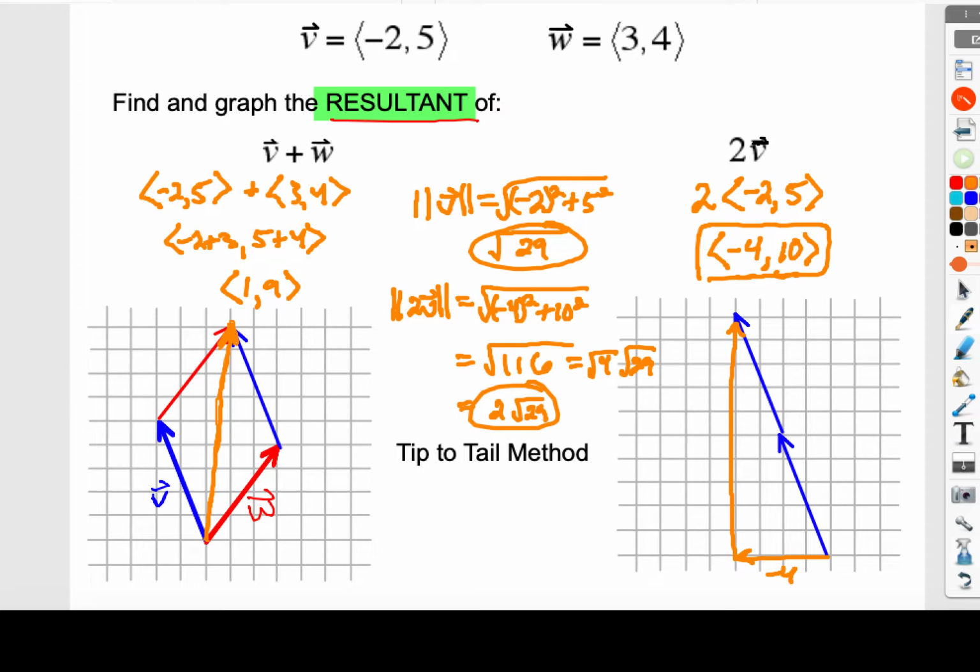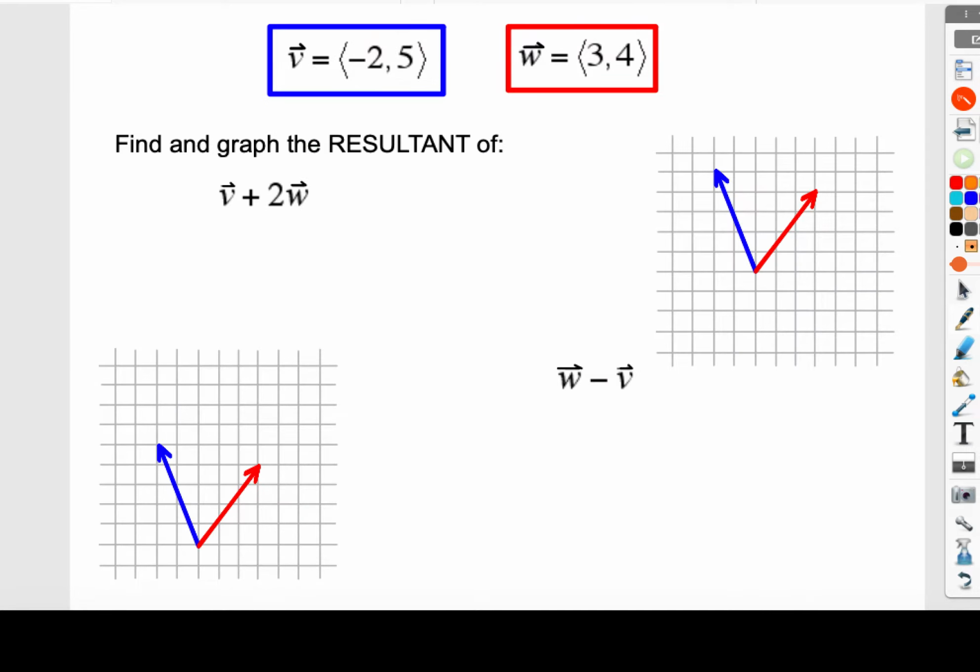This is what's called the tip to tail method. You just start at the tail of one, you draw that vector, and then the tip of one vector becomes the tail of the next vector. We sort of do them almost like you're walking a path. Let's take a look at doing that a couple more times.